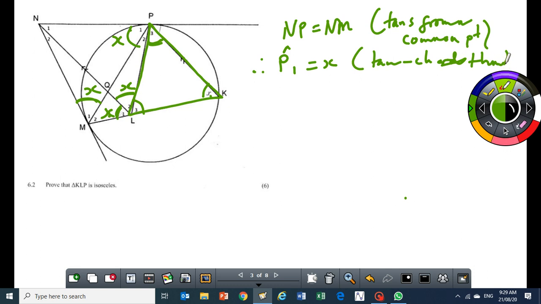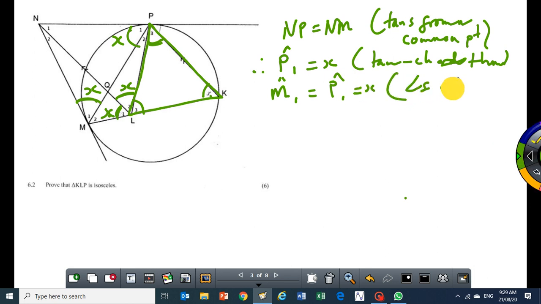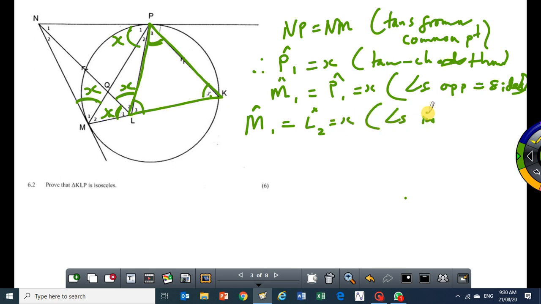Which means M1 is equal to P1 and both are equal to x because they are angles opposite equal sides. So I've proved that those two are both equal to x. Now this angle here is going to be equal to x because we proved in the first part of the question that NMLP is a cyclic quad. So I can say M1 is equal to L2 and both are equal to x. This is because of angles in the same segment.